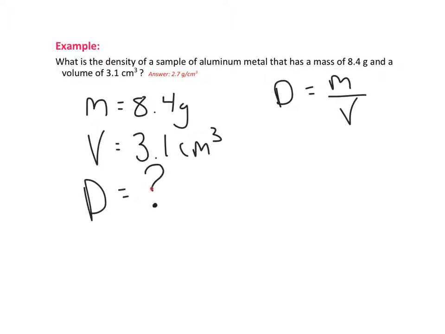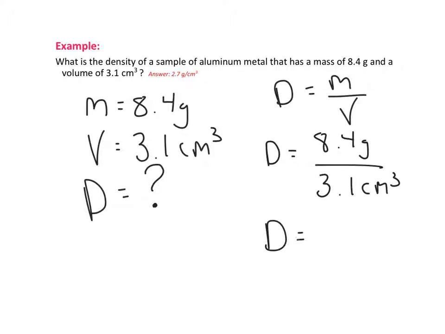Now, the other reason why I like this step is I want to make sure my units are okay. So I have grams and I have cubic centimeters. That is okay. I'm allowed to have grams and I'm allowed to have cubic centimeters according to the previous slide. So now I can just plug my numbers into the formula. So density equals 8.4 grams divided by 3.1 cubic centimeters. And my calculator comes out with a big long answer when I plug that in.